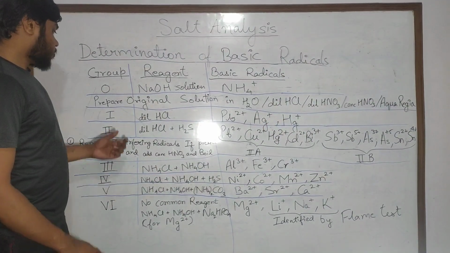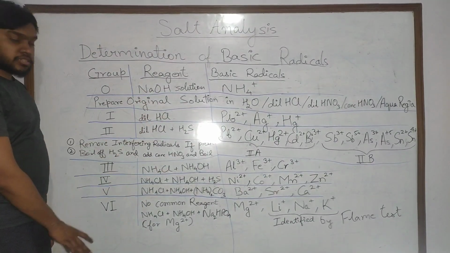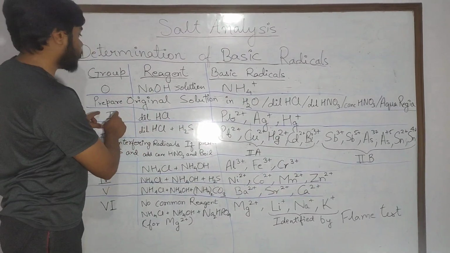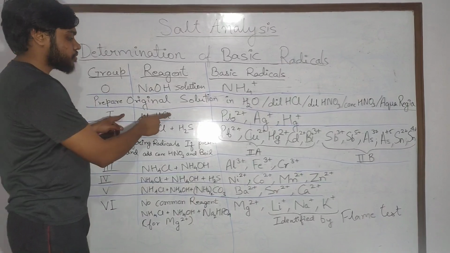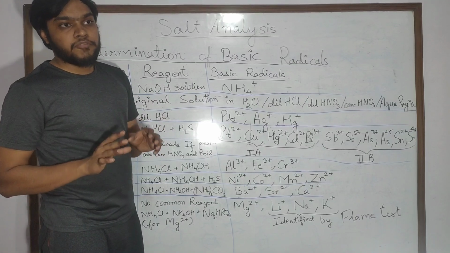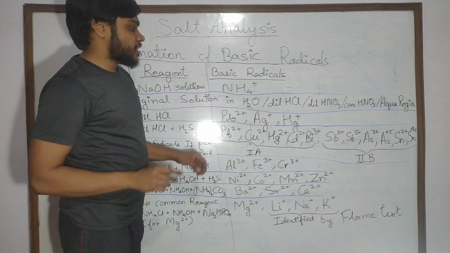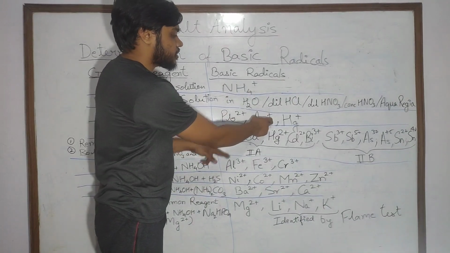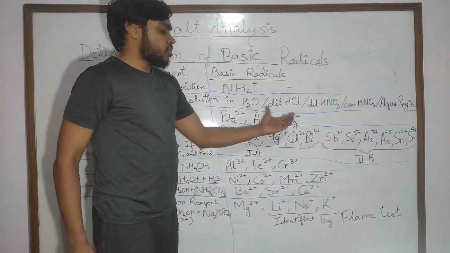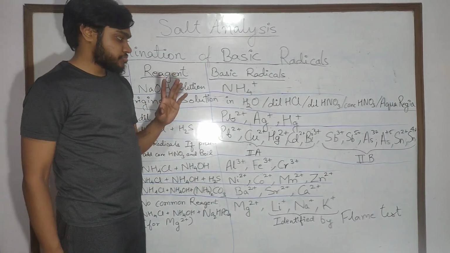Okay. So now, after we have prepared the original solution, we start the group analysis. First, we take the original solution and add dilute HCl into it, which is the group reagent of the first group. If on adding dilute HCl a precipitate is formed, which will be white, then you may infer that group 1 is present. The white precipitate could be of lead chloride, silver chloride, or mercury 1 chloride. These are the basic radicals which are precipitated in group 1 as chlorides.